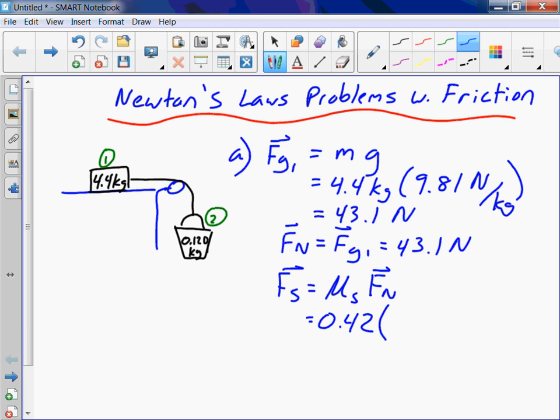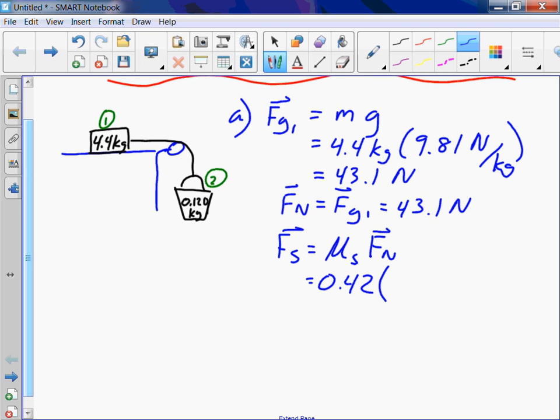Laura, what's the unit on the coefficient of static friction? 1. There is the 1. Good. That's it for question A. So you could apply a force of 18.1 newtons onto that block without it moving.